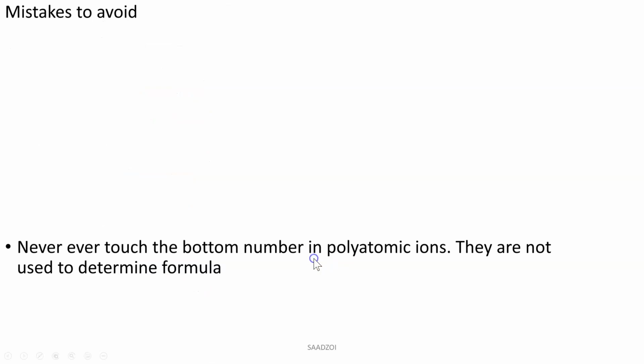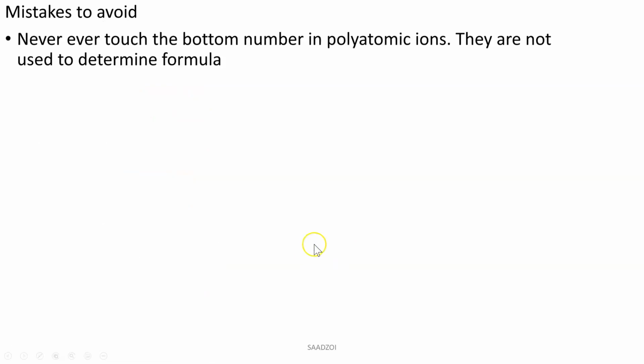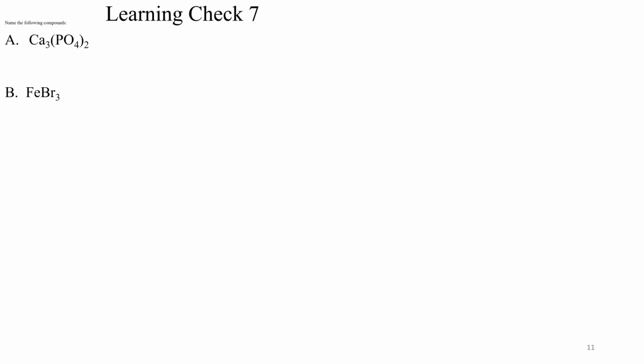There you have it. Mistakes to avoid: never ever touch the bottom number on the polyatomic ions. They're not used to determine the formula. You can't change it. I can't change NO3 to NO2 because it's a different chemical. You just keep the bottom number as is, and then you can put parentheses around it when you need to manipulate the quantity. So FeSO4 turns into Fe2(SO4)3. Notice I put the parentheses around the SO4 instead of doing 4 times 3 to give me 12. Don't do anything cute. Just drag and drop, and you're done.